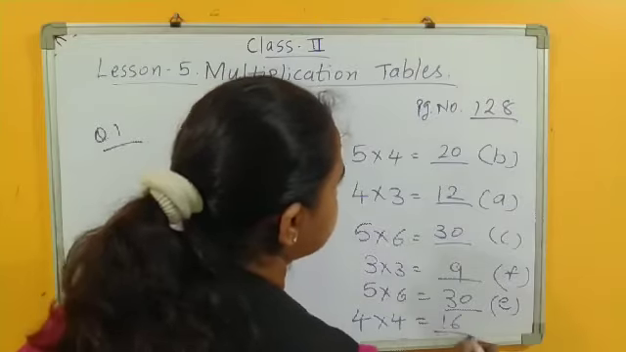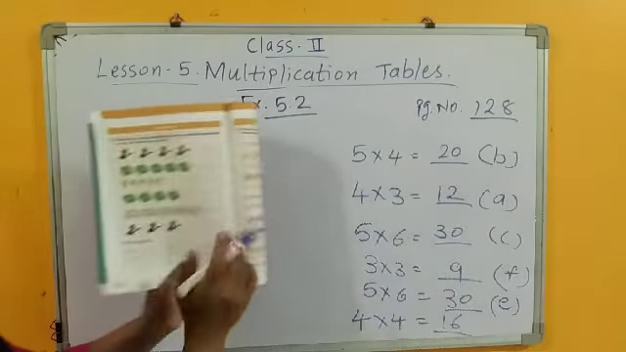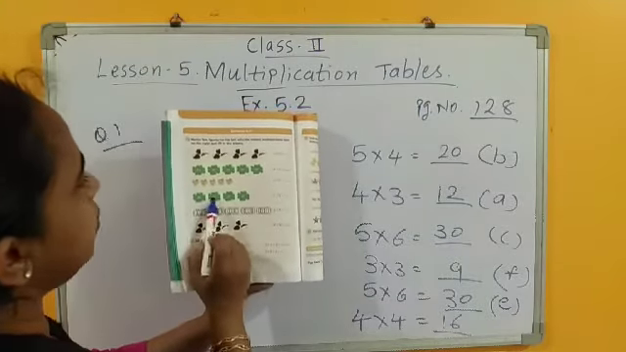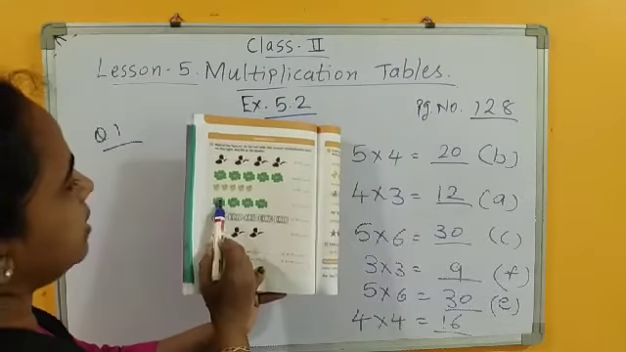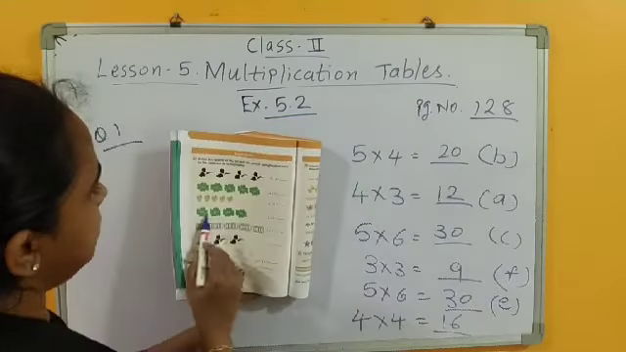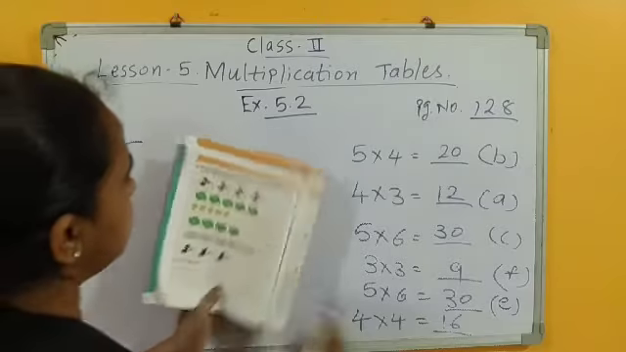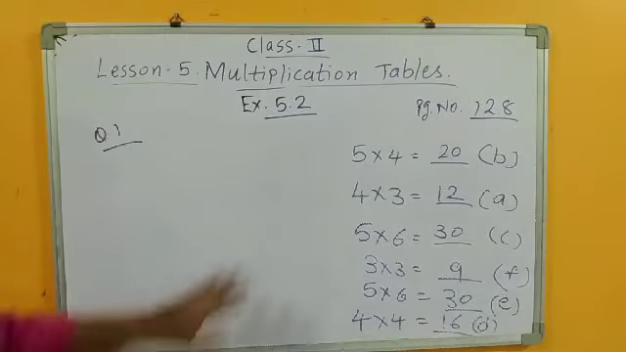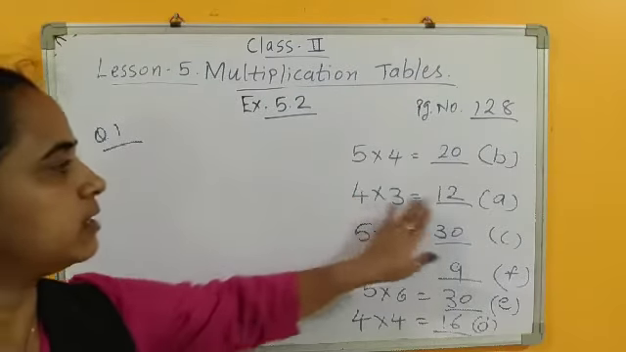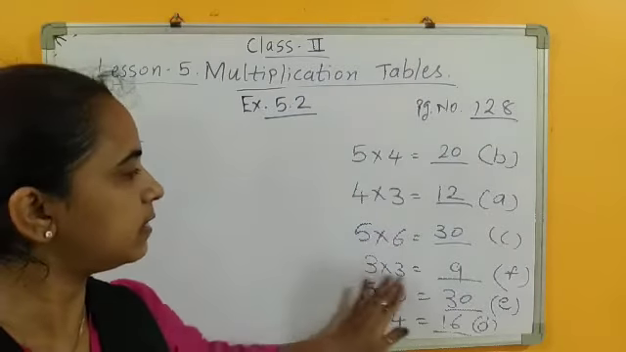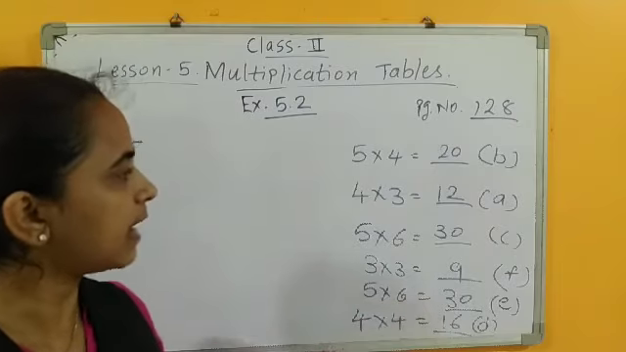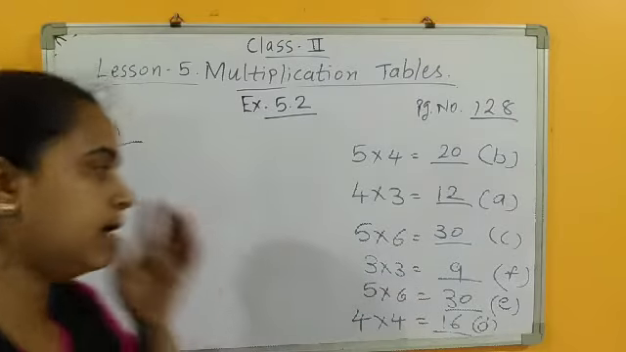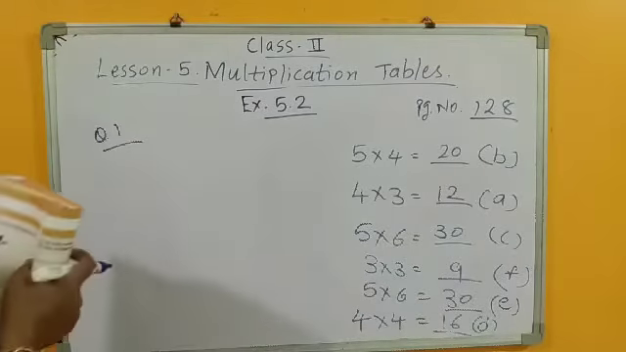16. Okay. Where is 4? Here. 1, 2, 3, 4 groups, and each group 4 petals. So 16. So D. Okay. Answer is D. So 5 fours are 20. 4 threes are 12. 5 sixes are 30. 3 threes are 9. 5 sixes are again 30. And 4 fours are 16. Okay. This is question number 1.